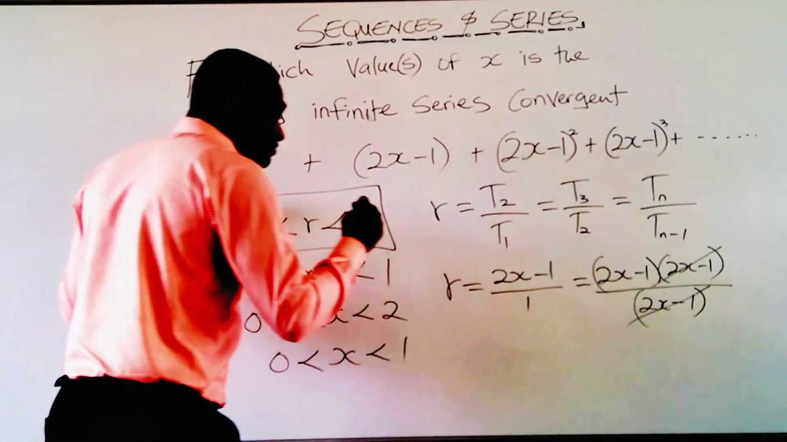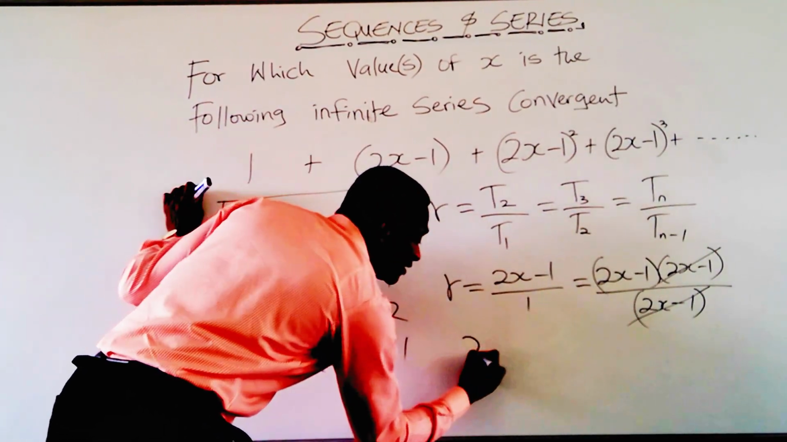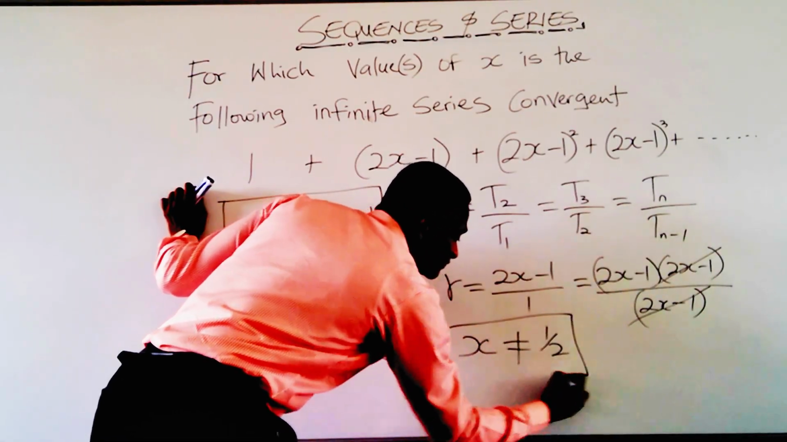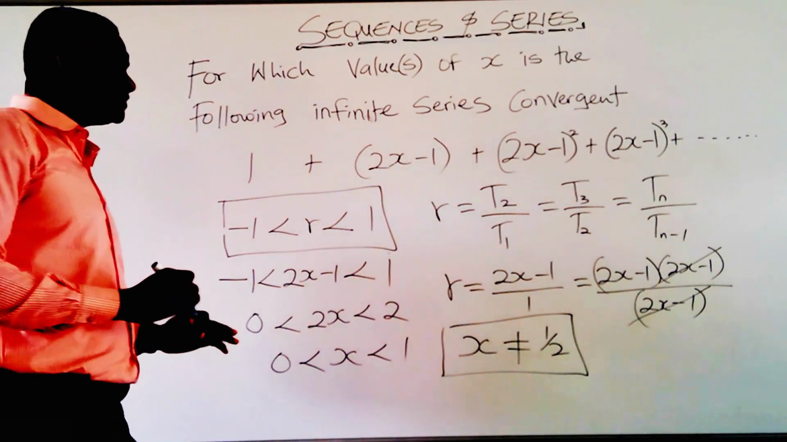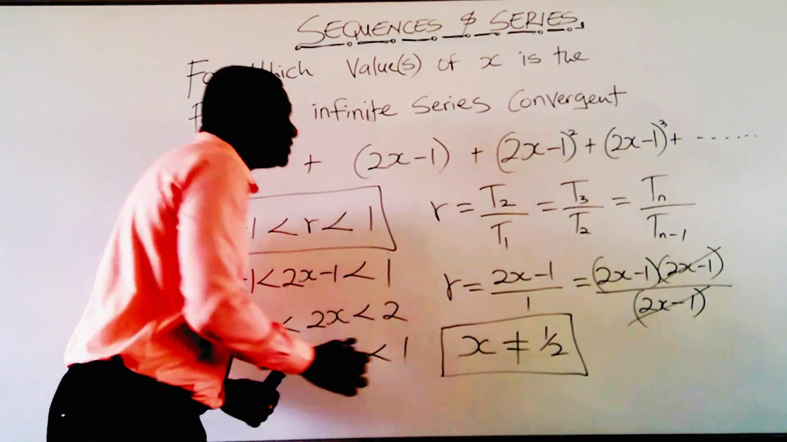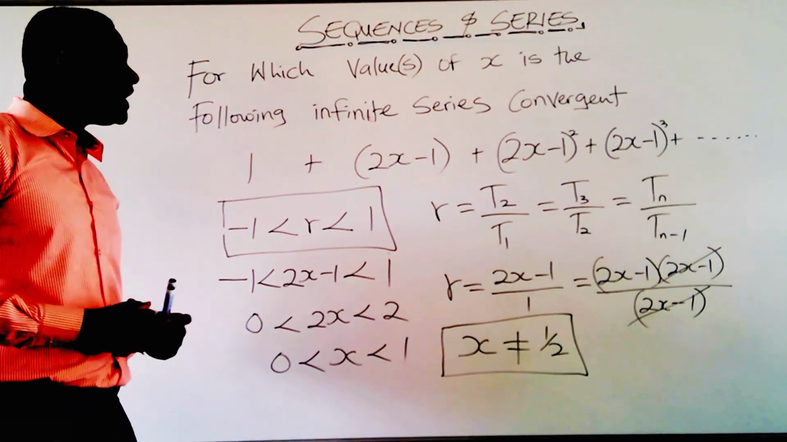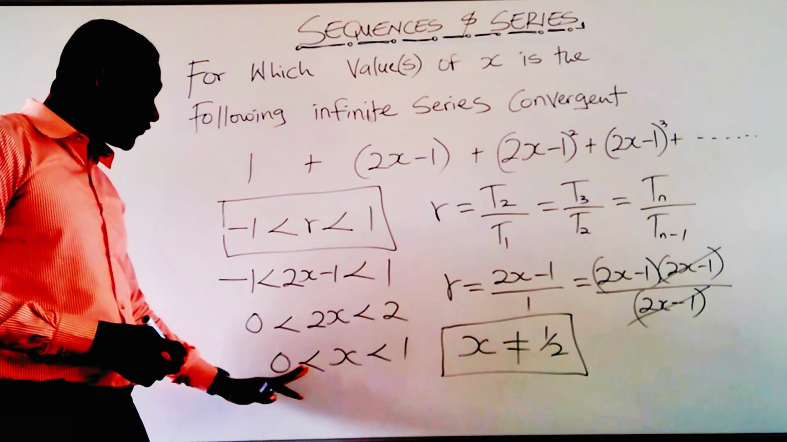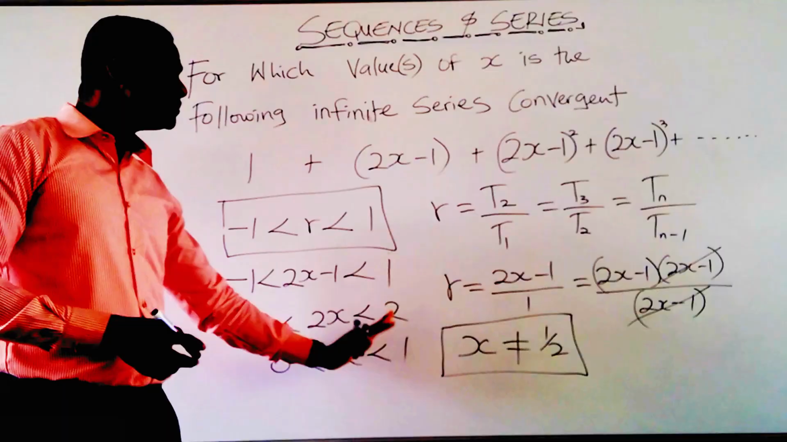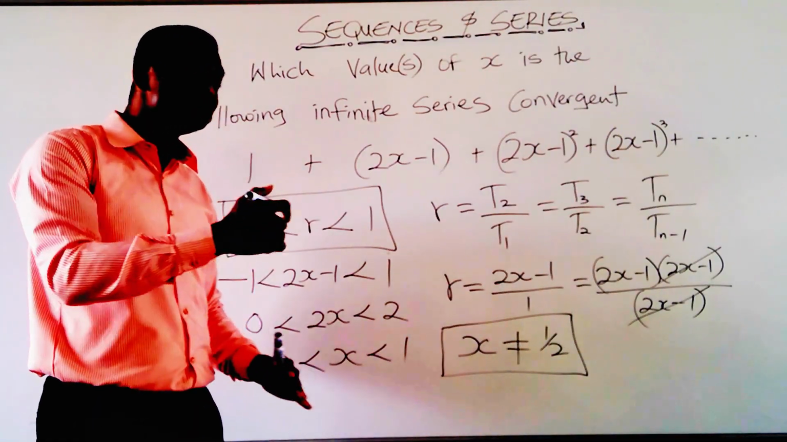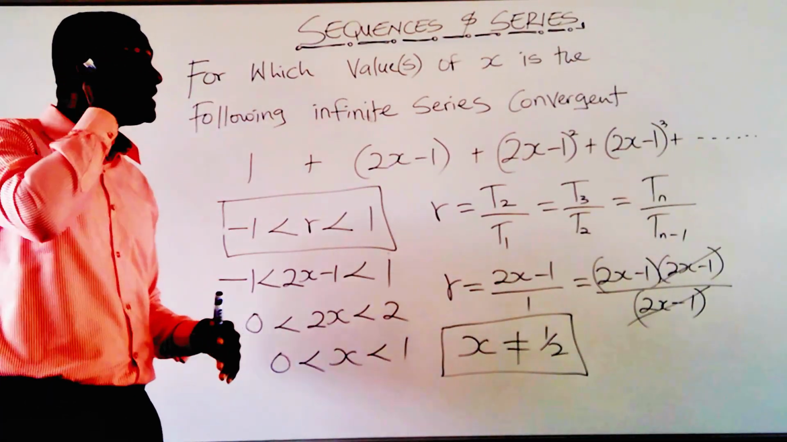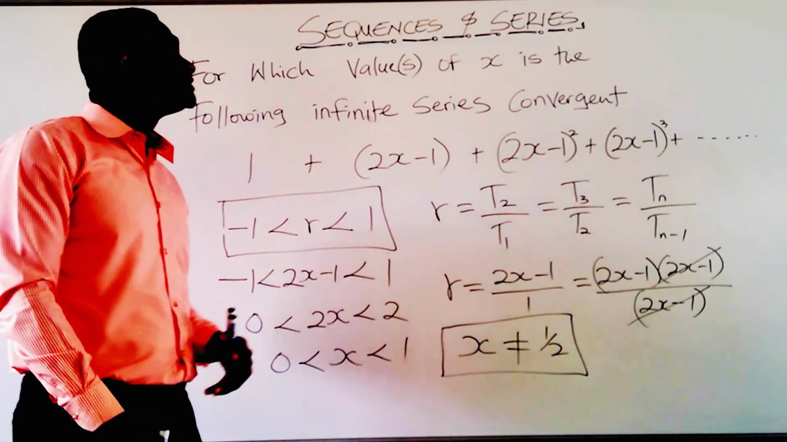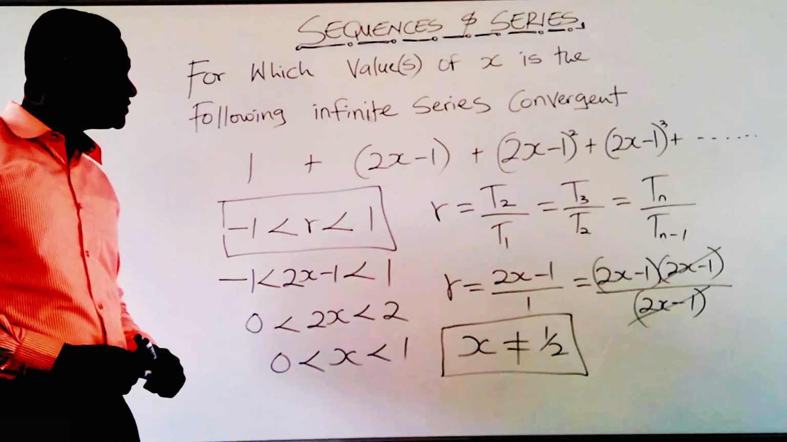So placing that restriction is very important. You must tell us that x cannot be equal to a half. x can be anything from greater than 0 to less than 1, between 0.1 and 0.99999, but it can never be a half. And this is how we approach convergent series.